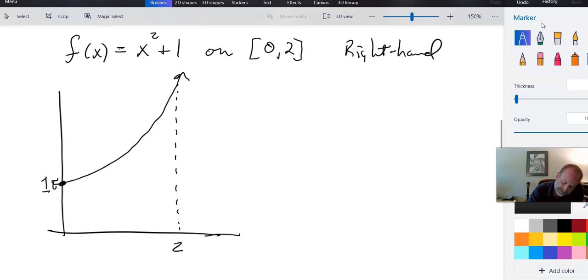So we're going to compute this as a right-hand rule. So that means we're going to have to divide this. Oh, I forgot to write n equals 4. So there's 4 rectangles. So that means we need to divide this into 4 pieces. So that would be 1, this would be 1/2, and this would be 3/2.